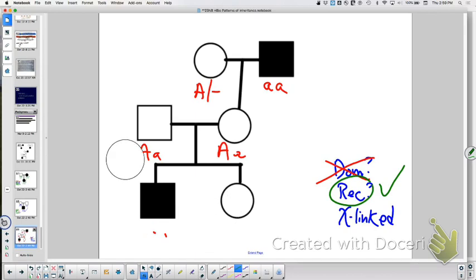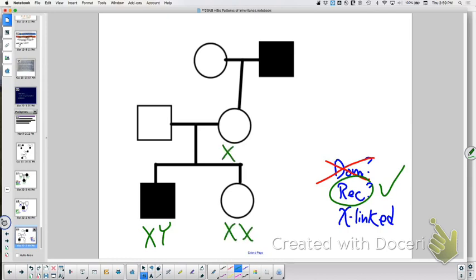Let's try sex-linked. Let's put some sex on here. Oh, that sounded terrible. Did I do right?